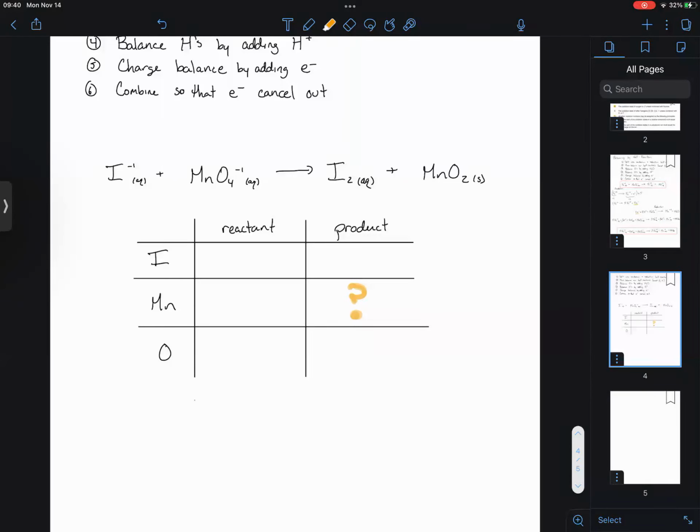No, it doesn't. The fact that this is a solid doesn't change how you approach it. Importantly, you're just going to pay careful attention to the charge, which is 0 because you have a neutral compound here.